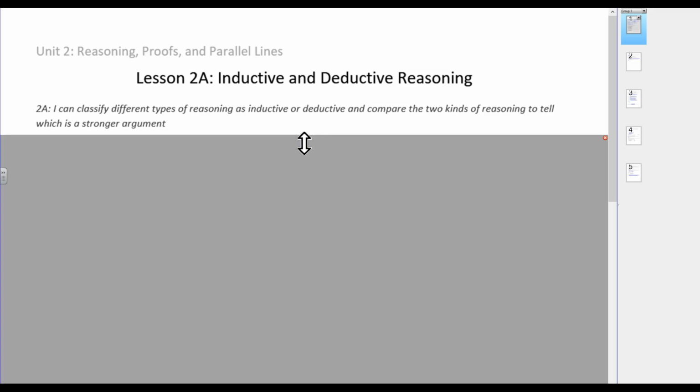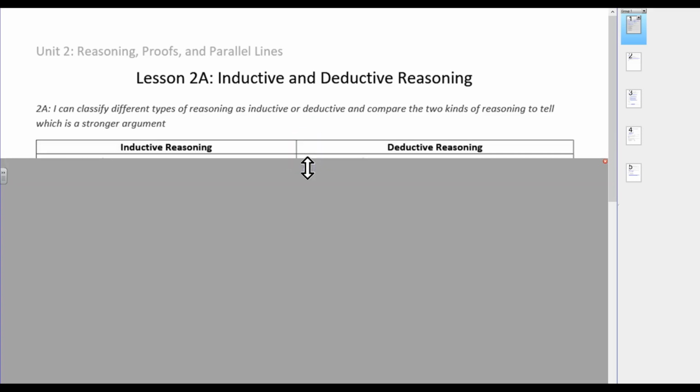Hello and welcome to lesson 2A on inductive and deductive reasoning. In this lesson, you're going to learn how to classify different types of reasoning as inductive or deductive and compare the two kinds of reasoning to tell which creates a stronger argument. So what is inductive reasoning and deductive reasoning?